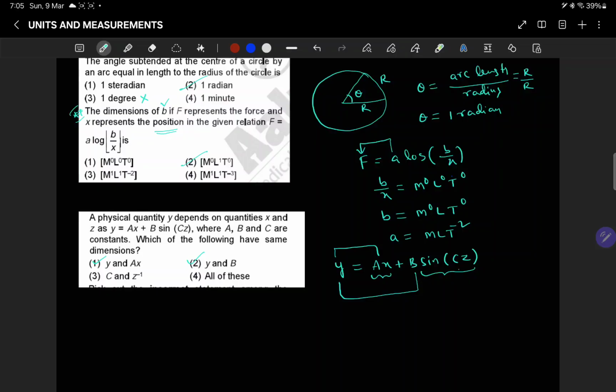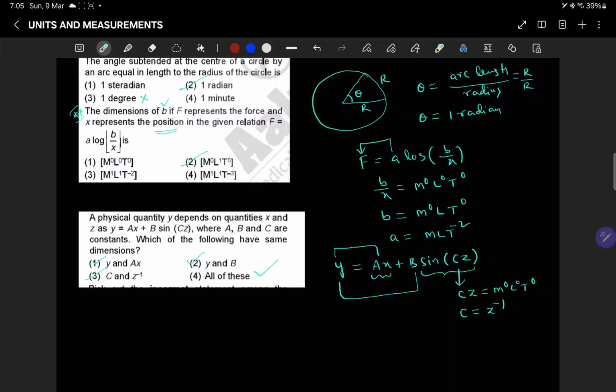Yes. Cz has no dimensional formula. Cz no dimensional formula, M power 0, L power 0, T power 0. Why? Because it is a trigonometric function. So c equal to here, z taken to this side is nothing but z power minus 1. Yes. Third option also correct. So the answer for this question is all the above, students.